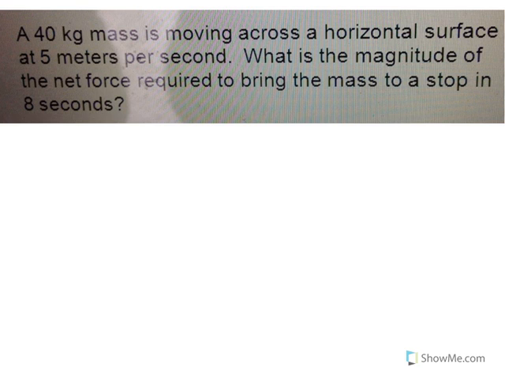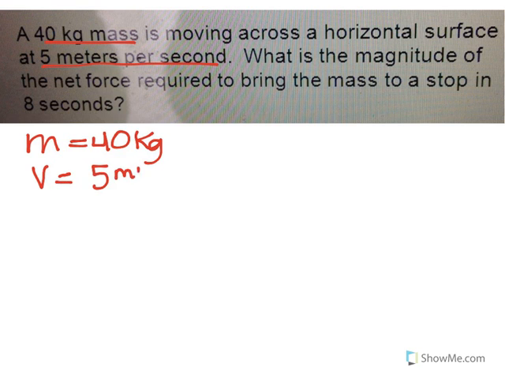First, in the first sentence, we can find that we have a 40 kilogram mass, so we can write that down. 40 kilograms is moving across a horizontal surface at 5 meters per second, so that's a velocity. We'll write 5 meters per second. What is the magnitude of the net force? So that's what we're trying to find, F net, required to bring the mass to a stop in 8 seconds. So that's our time.